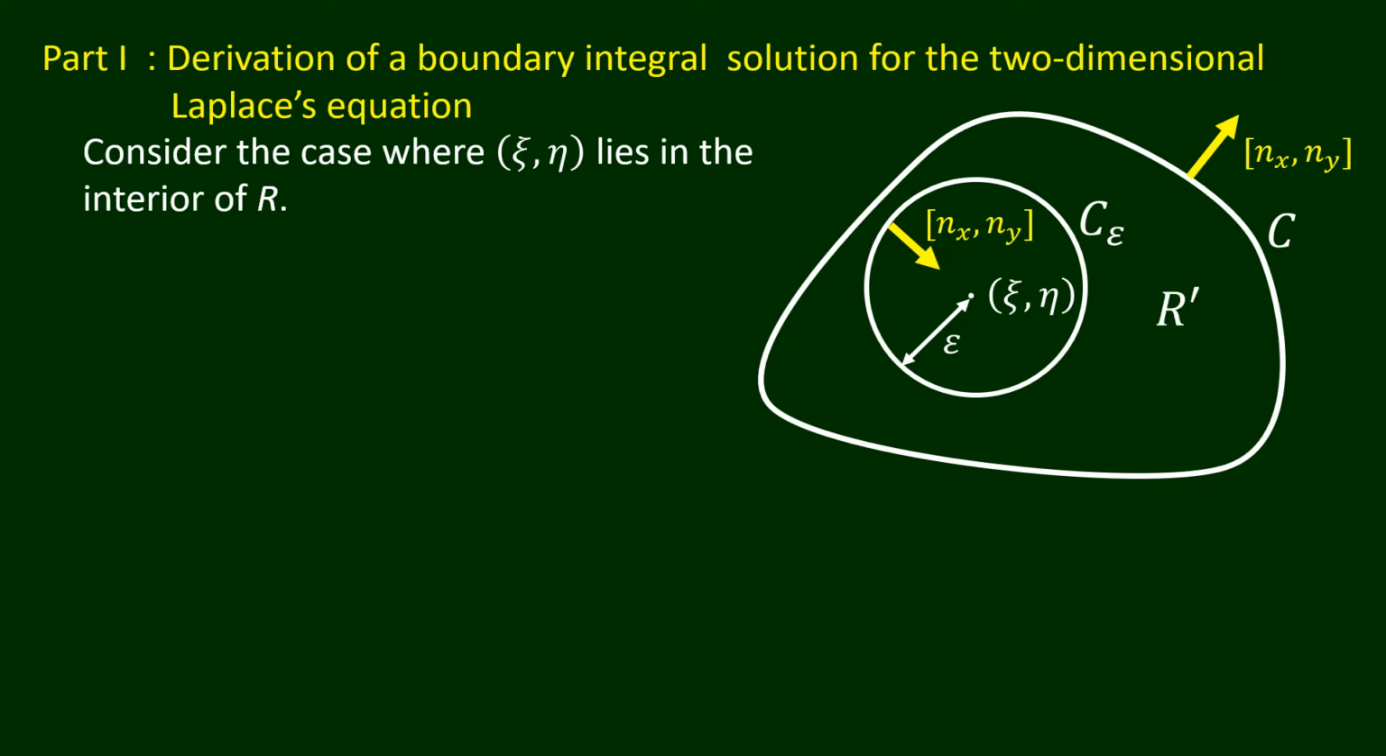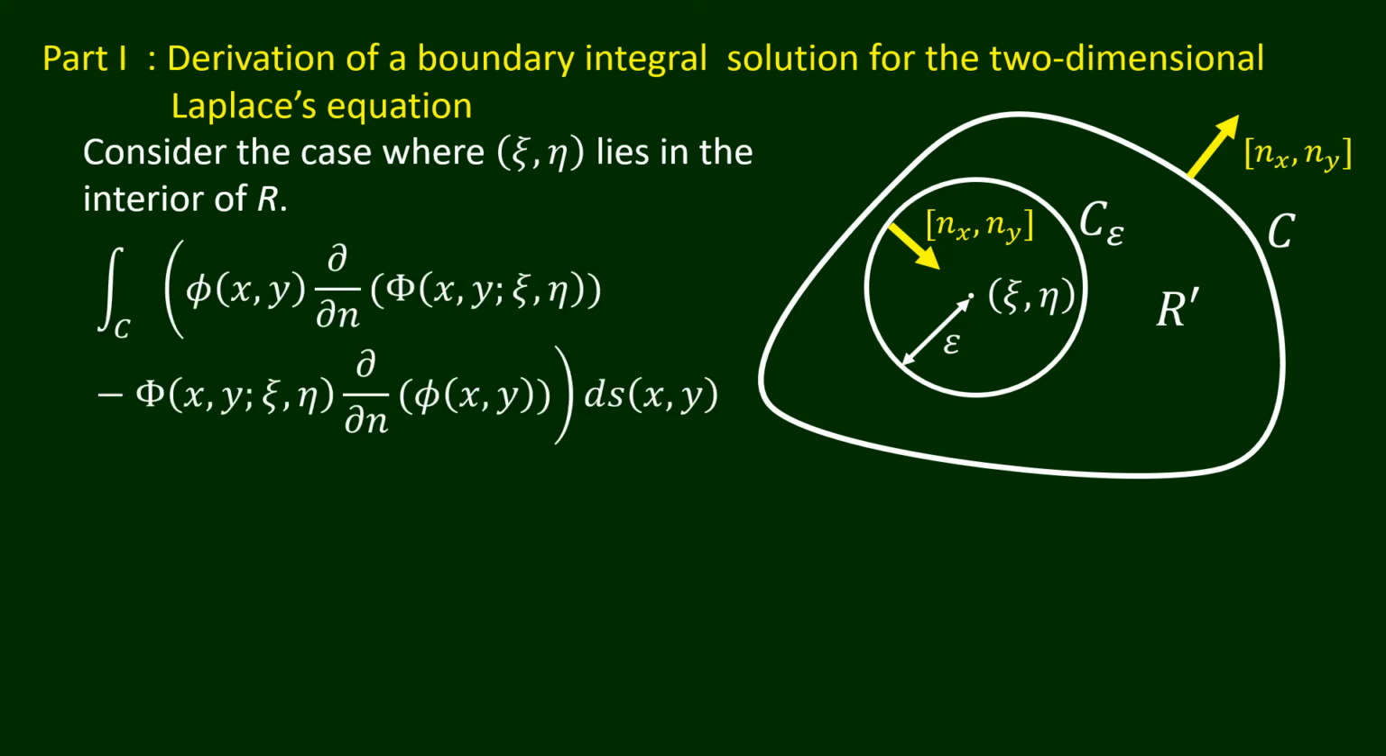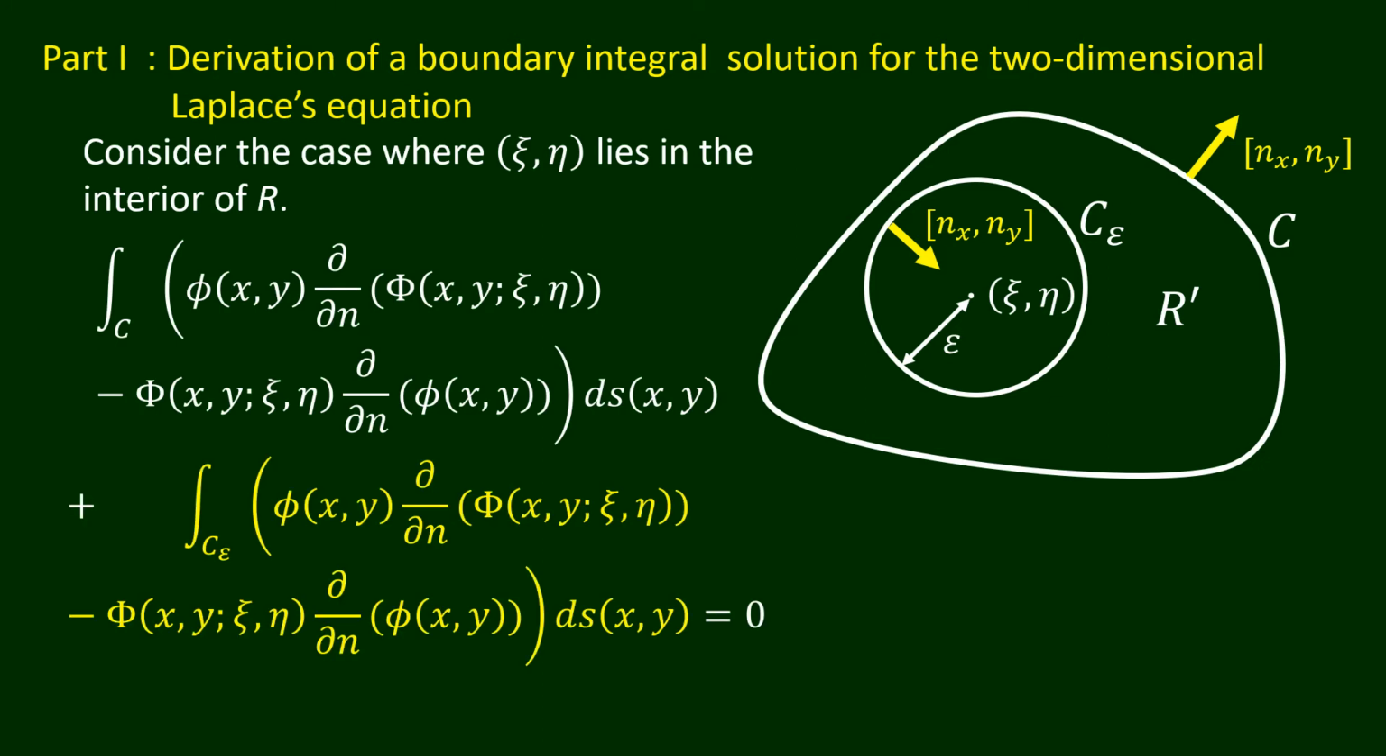Let R' be the region between the circle C epsilon and the curve C. Since the desired solution phi and the fundamental solution capital Phi are solutions of the Laplace's equation in R', we can apply the reciprocal relation on them in R'. The boundary of R' comprises the circle C epsilon and the curve C. Hence, the boundary integral equation in the reciprocal relation contains an integral over the circle C epsilon, in addition to the integral over the curve C.